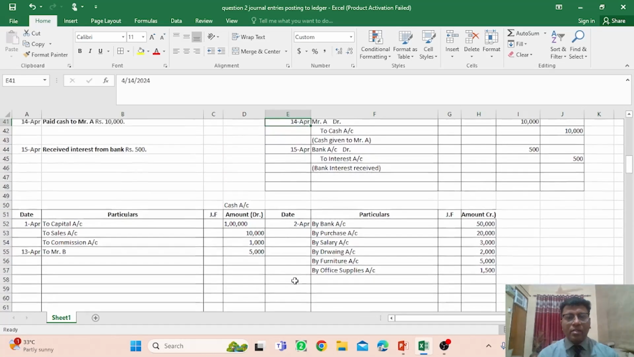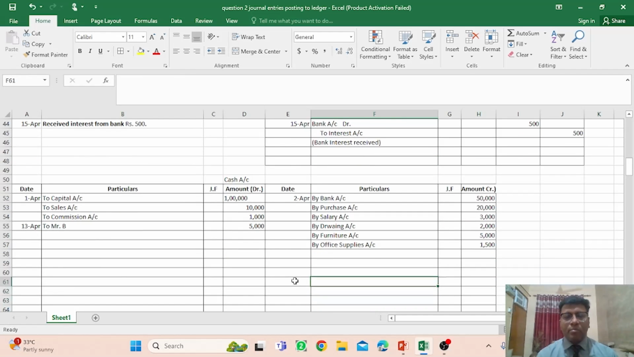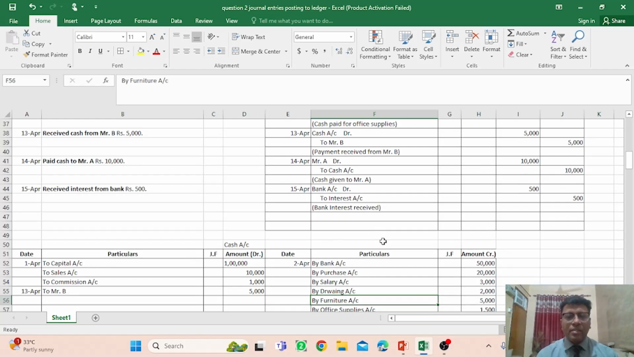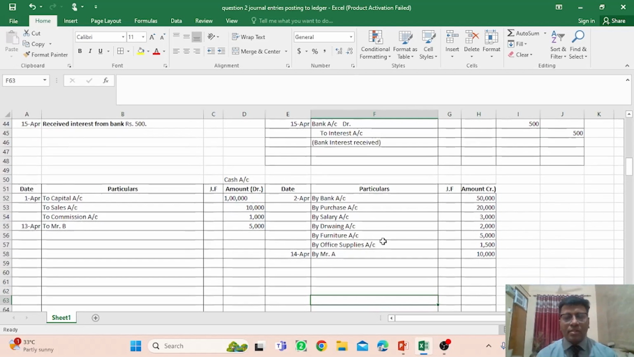And again we have to look at what transactions are left to be posted in the ledger. On 14th April, you find that Mr. A debit to cash account, so cash account credit 10,000, Mr. A, right, 10,000. And what was the particular date? April 14th. Mr. A, and because the transaction was that you paid cash to Mr. A, in the credit side of cash you wrote Mr. A, and in the debit side of Mr. A you have to mention cash 10,000.